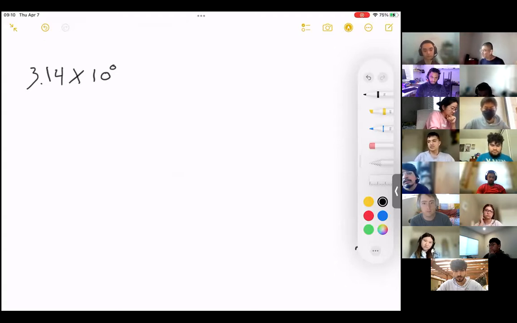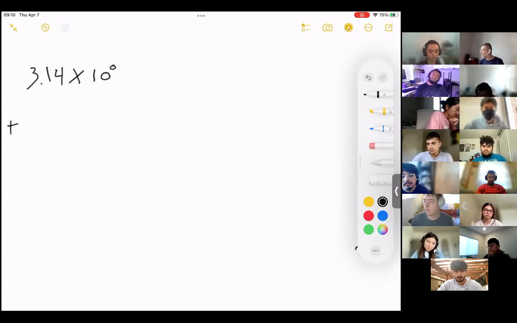Plus, let's say, 6.5 times 10 to the 3. Right. So how do you add these two numbers together? If I gave you those two numbers, how would you add them?